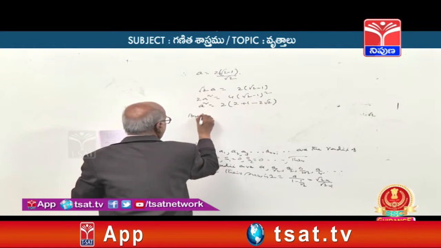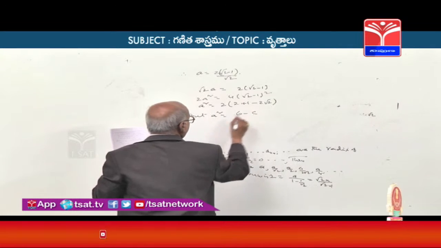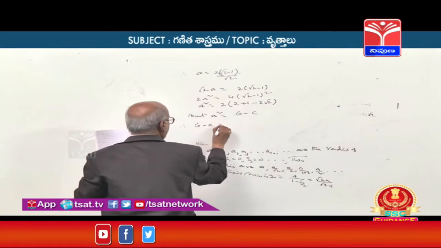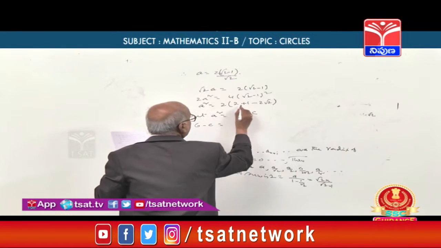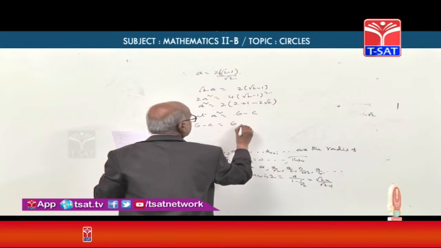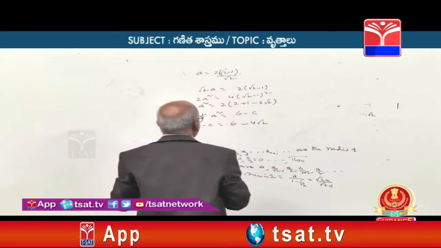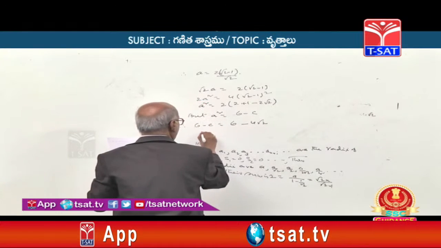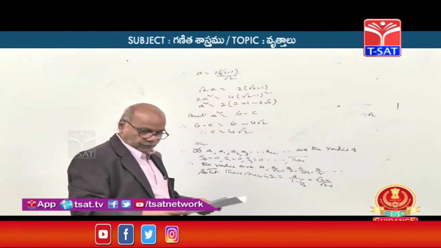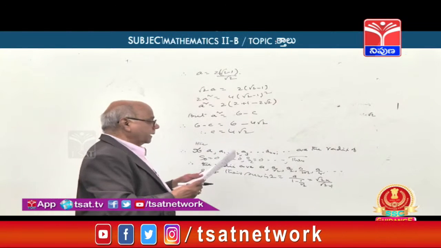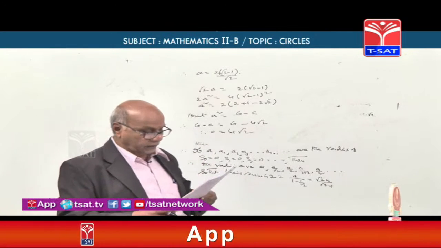But A square is equal to 6 minus C. So, therefore, 6 minus C is equal to 6 minus 4 root 2. So, therefore, C is equal to 4 root 2. So, that is the answer, option number 3.